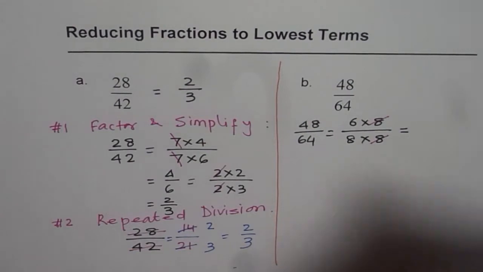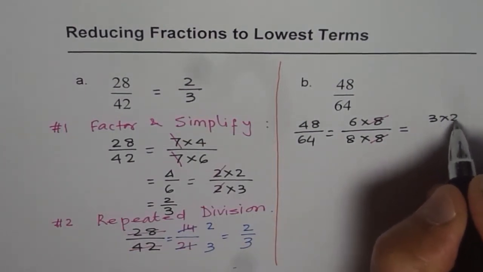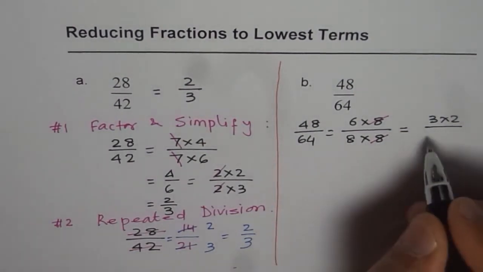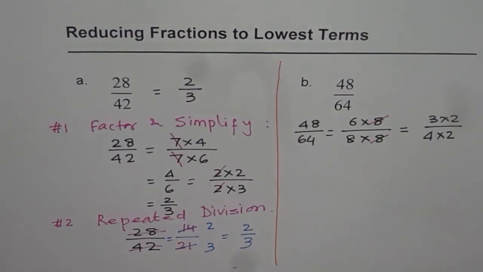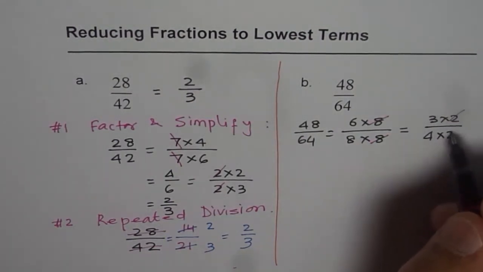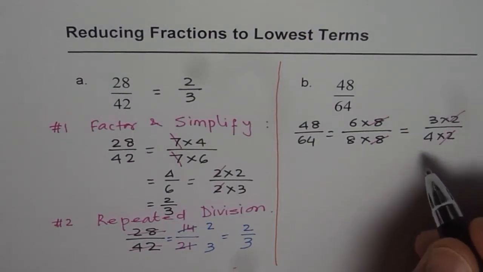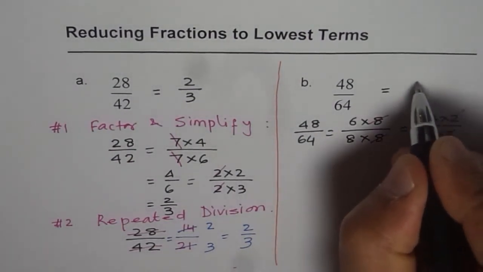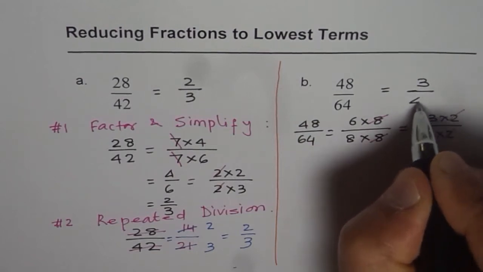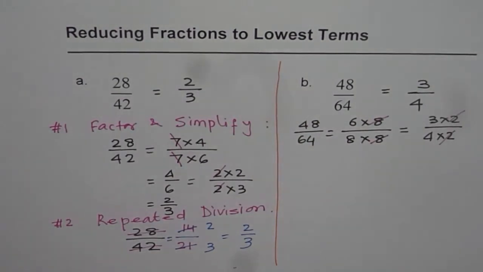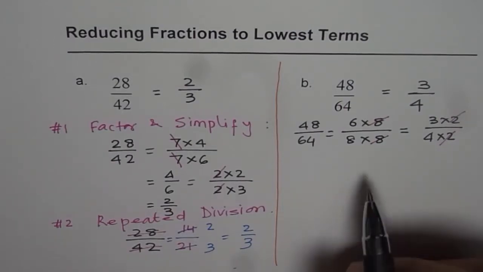Good. Now 6 could be written as 3 times 2 and 8 can be written as 4 times 2, right? Now in this case we can divide these 2's and what do we get? We get 3 out of 4. Well, that was easy. So we have reduced this fraction 48 over 64 as equal to 3 out of 4. So it wasn't that bad, right?